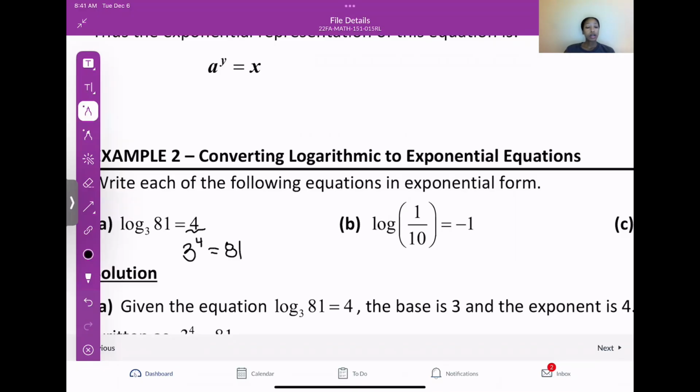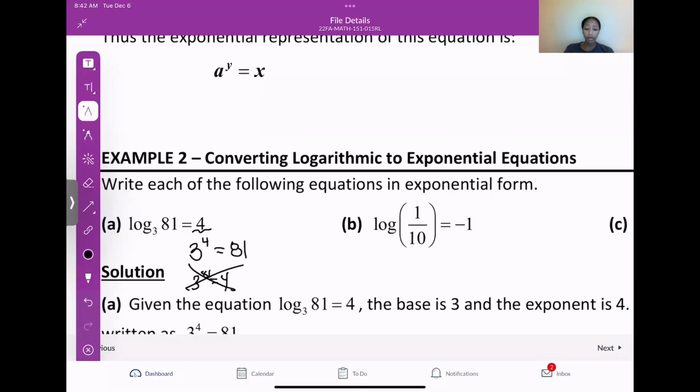If you were to accidentally mix this up, then the only way you can really mix it up, you might have 3 to the 81st power equals 4. Does that make sense? Clearly that's wrong. So it's kind of easy to check your answers here because we know that the exponential equation that we get should be true. All right, so log base 3 of 81 equals 4 gives us 3 to the 4th power equals 81.